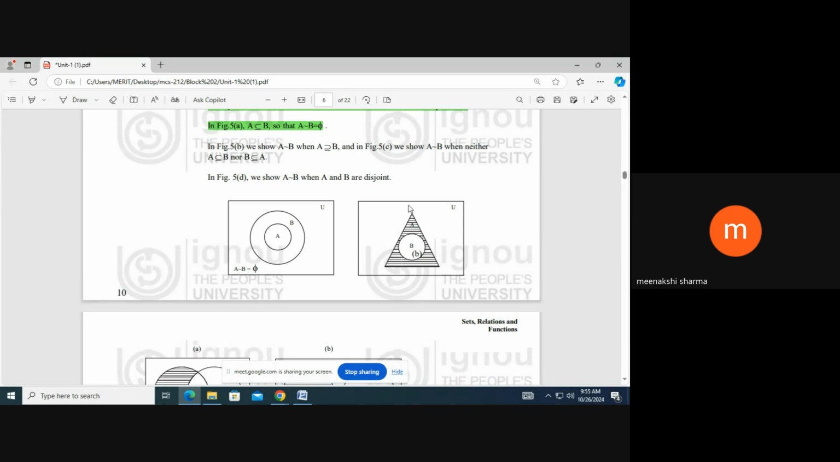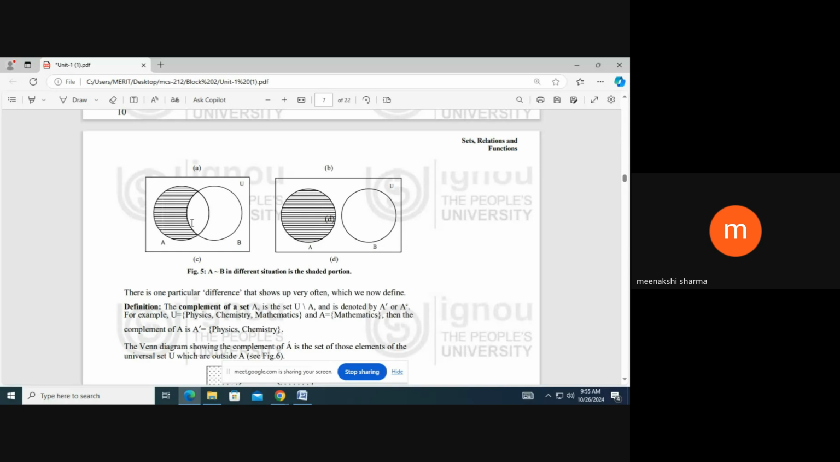A differentiate B: there is a universal set, and A is a rectangle form, B is a circle form. We just use A but leave the B. Okay, students? And there is another example. We just use A but we didn't use the intersection part and the B part also, because we want A differentiate B.